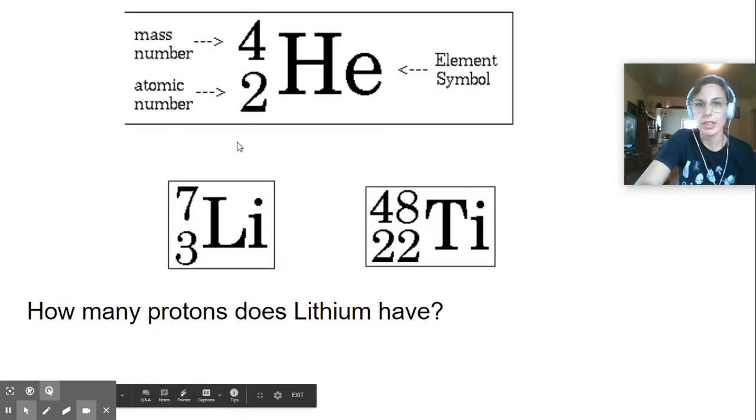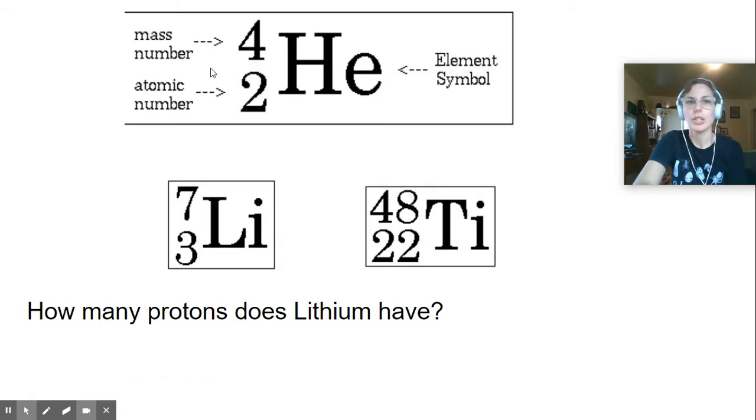So let's take a look at the element helium, okay? So if we look at the mass number, this is indicating what? Protons plus neutrons in the nucleus, mass number. So this is our number of protons and neutrons versus we look at the atomic number. This is just telling us how many protons are in the nucleus, okay?